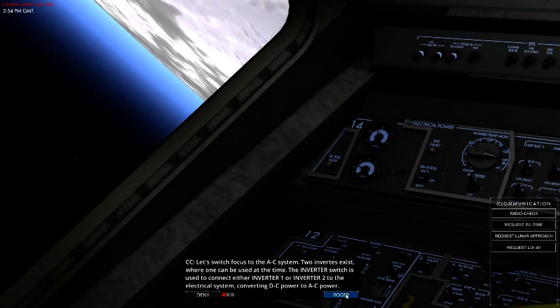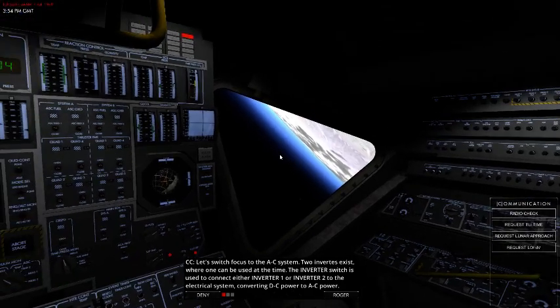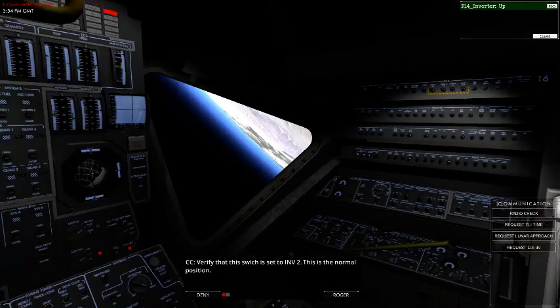Okay, let's focus on the AC system. Two inverters exist, where one can be used at a time. The inverter switch is used to connect either inverter 1 or inverter 2 to the electrical system, converting DC power to AC. So verify that the switch is set to inverter 2, and this is the normal position.